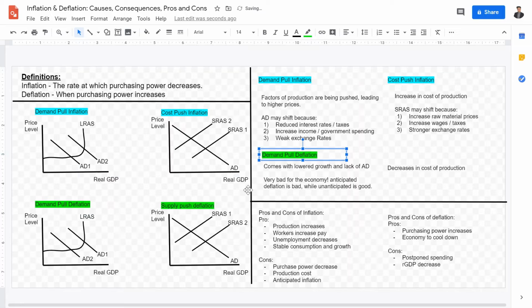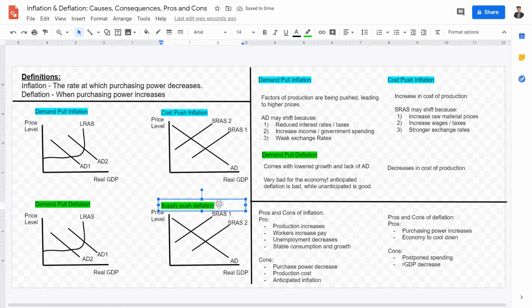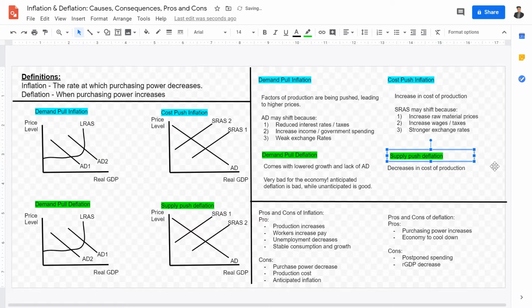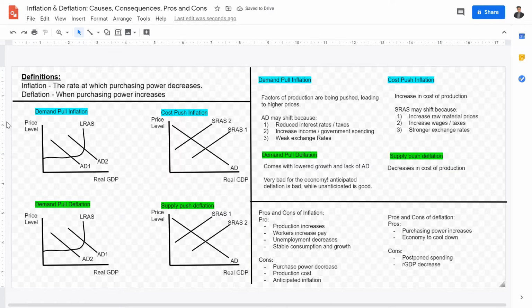Okay, so these are the types of inflation and the types of deflation that we're going to be studying about. So first things first, what is demand pull inflation? Demand pull inflation is caused when factors of production are being pushed, leading to higher prices. Now, look at this graph that I am highlighting right here. What is this? This is the Keynesian macroeconomics diagram.